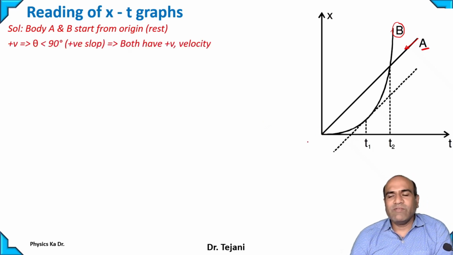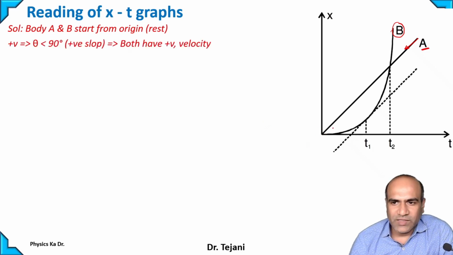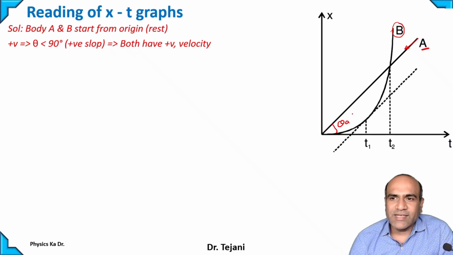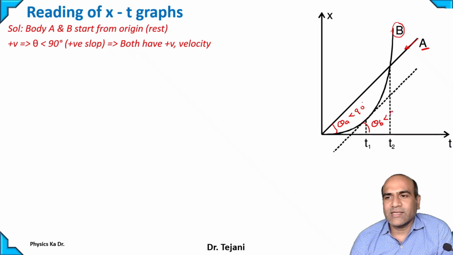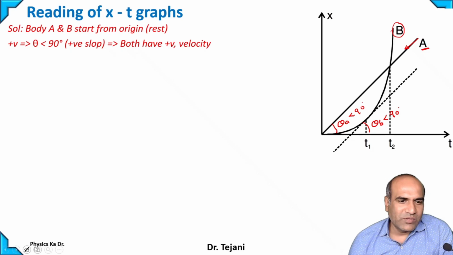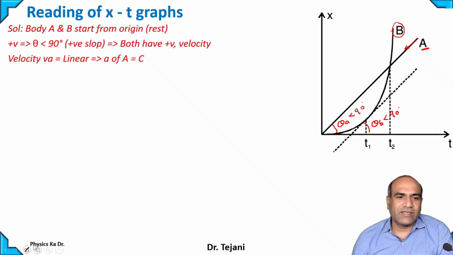Then see, we may compare the angle of both. This is VA. For VA, theta A, can we say it is less than 90 degrees? Yes, of course we can. And what about B? We can take the tangent. Theta B is also less than 90 degrees. So both are having positive velocity.